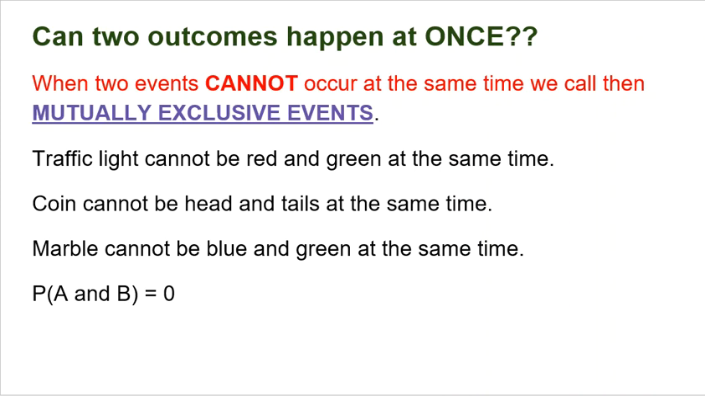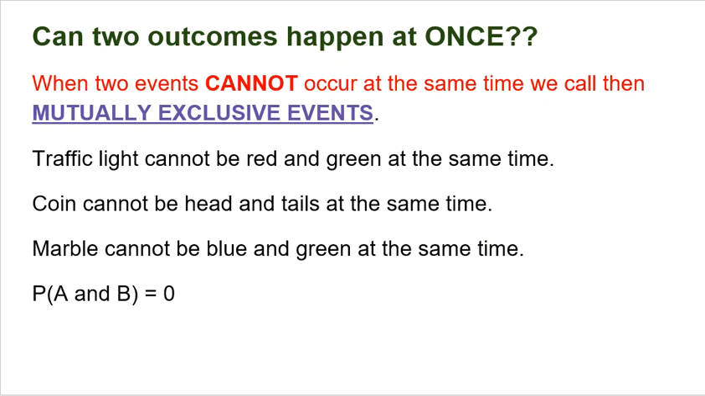So for example, a traffic light cannot be red, green, and yellow at the same time. It cannot be any three or two colors at the same time. So traffic light, red and green are mutually exclusive events. Tossing a coin cannot be a head and tail at the same time. So that's a mutually exclusive event. Marble. You pick a marble out of a bag and they're all solid colors. You can't get a blue and a green marble at the same time. That would be impossible. You're only picking out one marble. It could be blue or it could be green. So these are mutually exclusive events, two events that cannot happen at the same time.